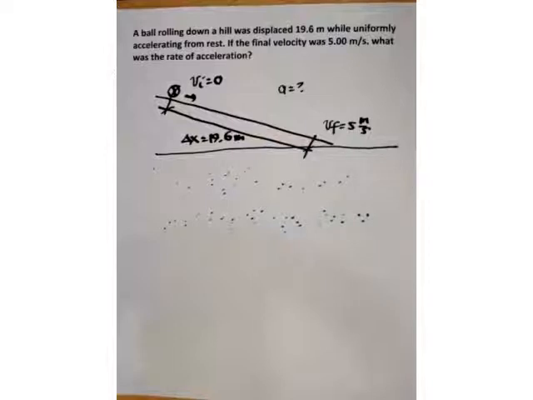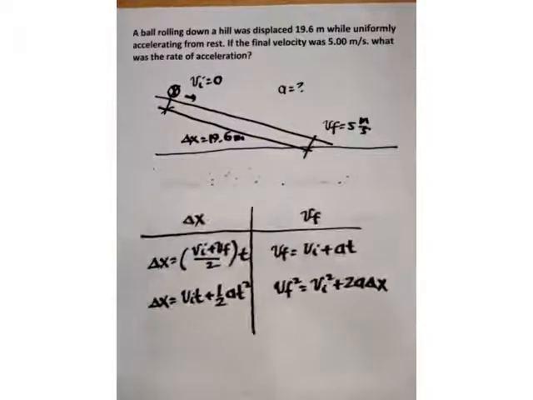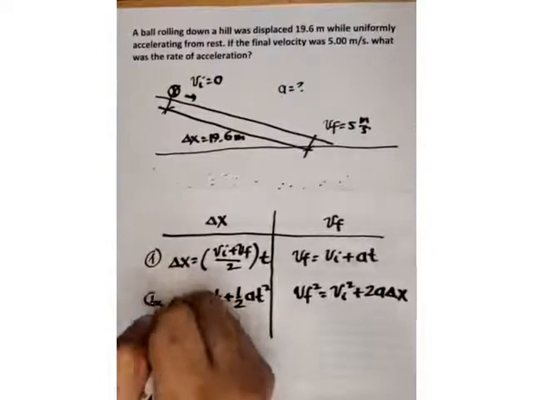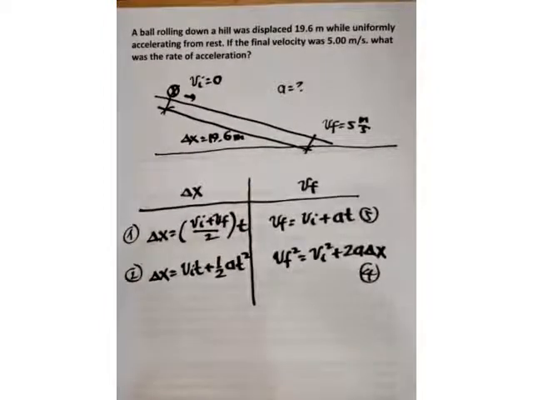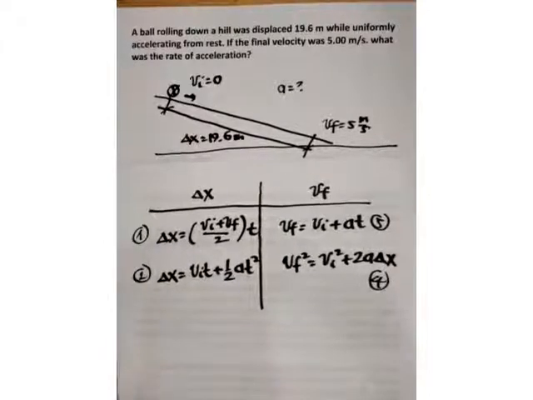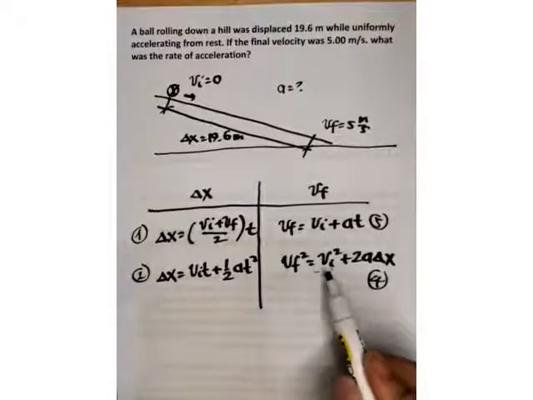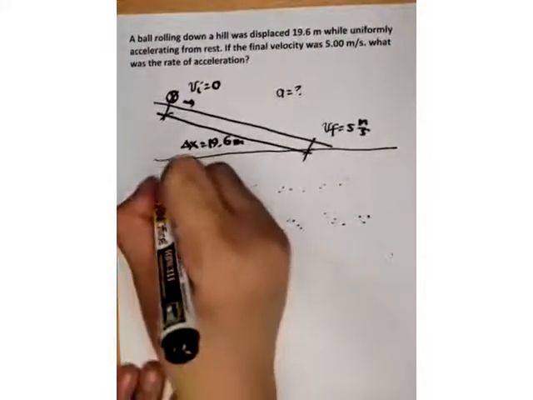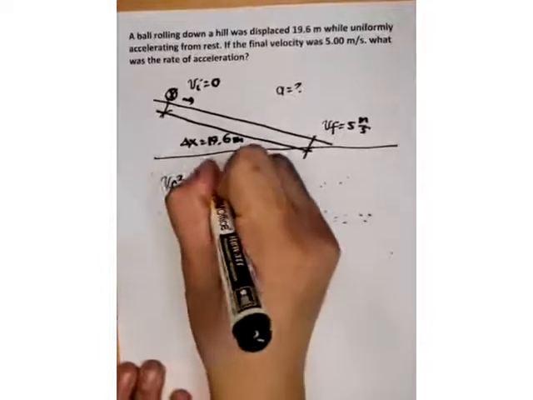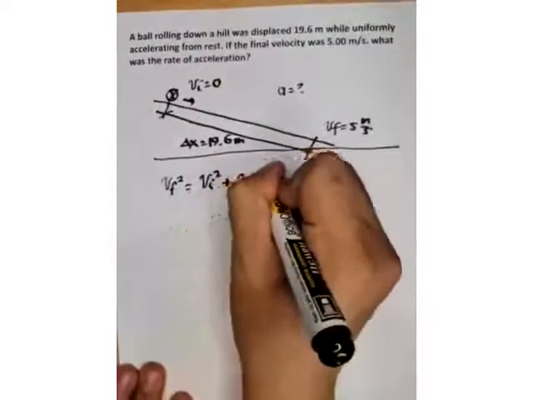So, I have these formulas, 1, 2, 3, and 4. Which formula are we going to be using? What is missing from the given? There's no time. Which of these four has no time? The fourth one. Okay, so therefore we'll be using V final squared is V initial squared plus 2A delta S.